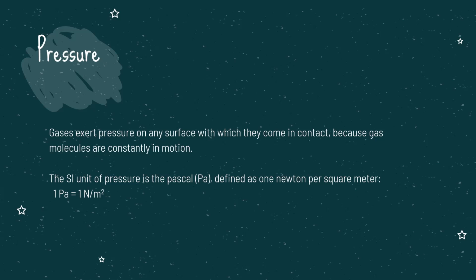So the SI unit of pressure is called the pascal, Pa. All right, pascals. And a pascal is basically 1 newton per meter squared.